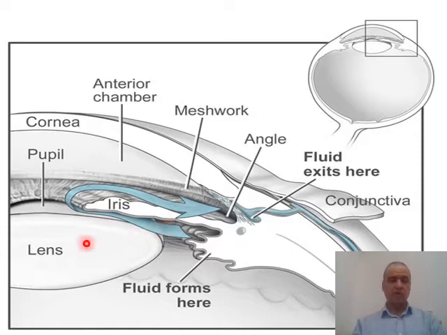The lens is suspended in its position centrally inside the eyeball by these fibril-like structures, which are called the zonules or suspensory ligament, attached to the ciliary body by its ciliary processes.